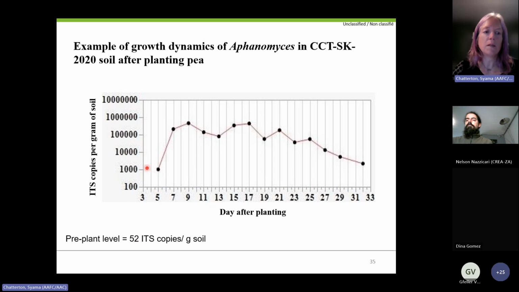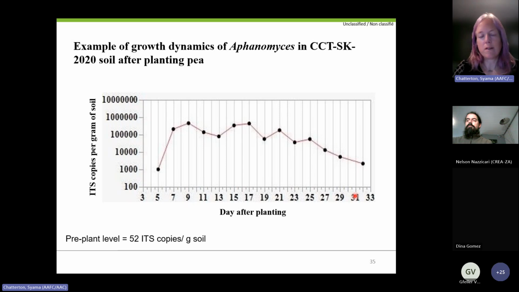It starts to increase. The amount increases at 5 days, increases more at 7 and 9 days, and then stayed relatively constant over the next couple of weeks. And then the ITS copies that we could quantify from this soil started to decline by the time we did our disease severity rating at about 32 days. So this was, I guess, what we were expecting. We expected to see the surge. What we did not expect to see was this decline at the end.